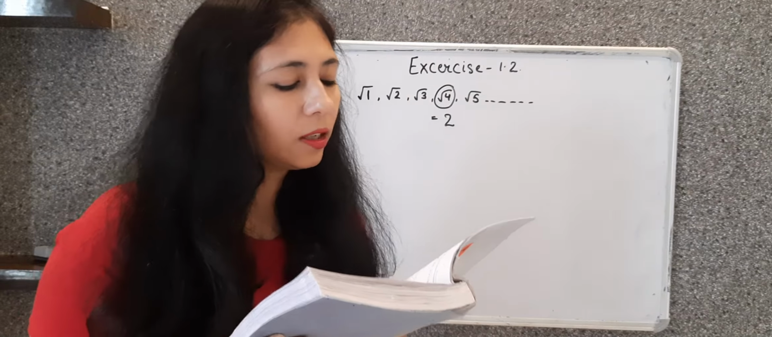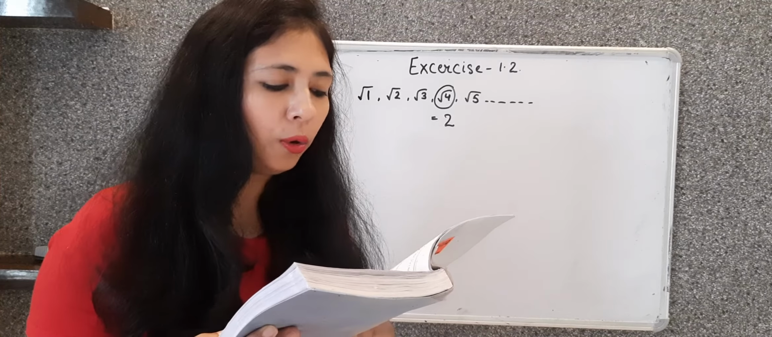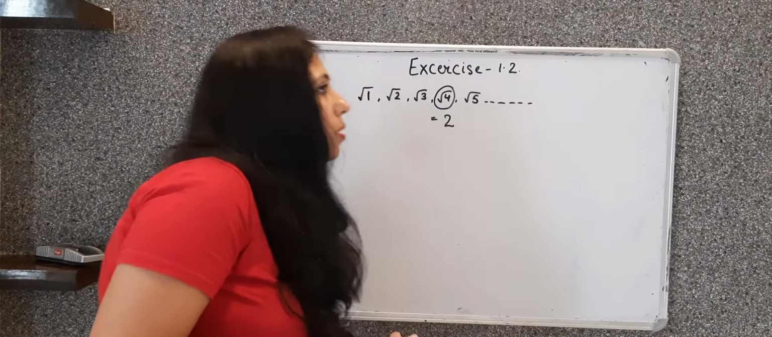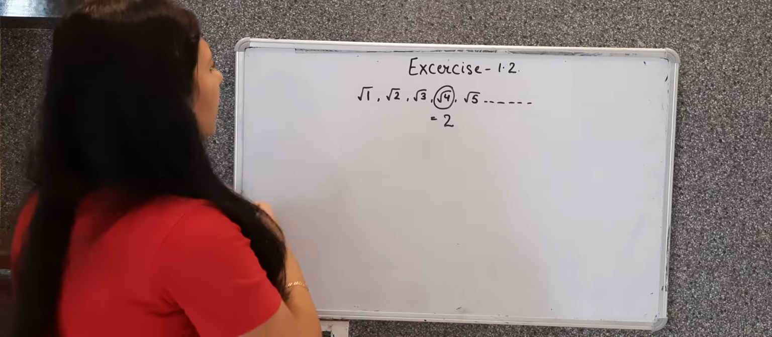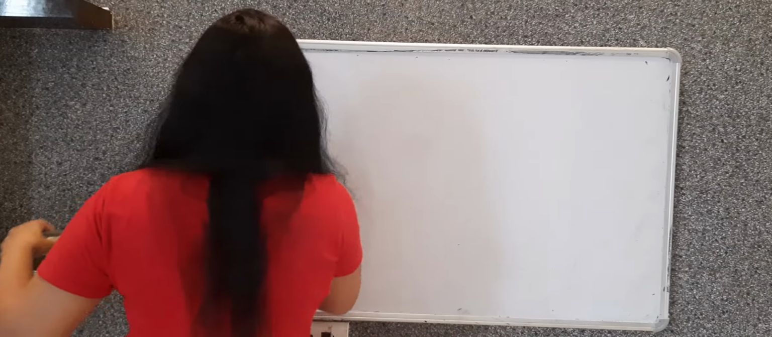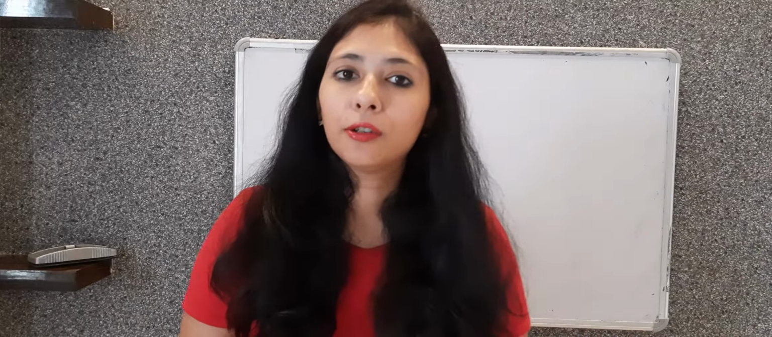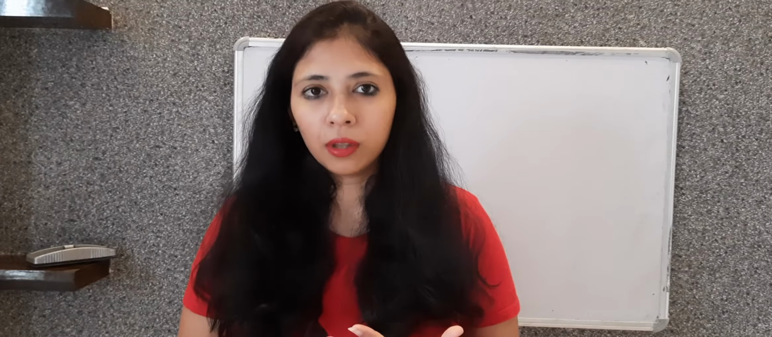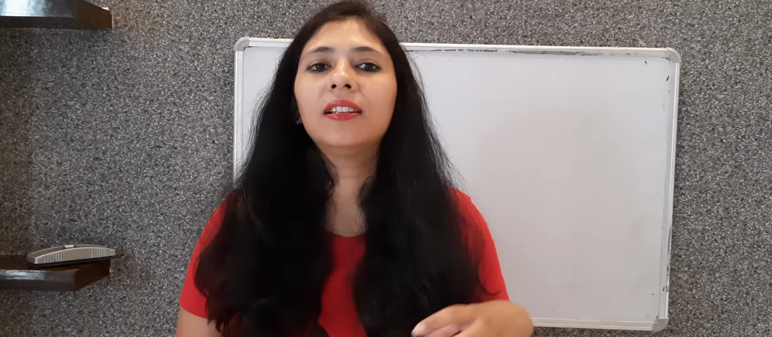Next, question number 3: show how root 5 can be expressed on a number line. Now we need to learn how to express irrational numbers on a number line. First of all, I'll explain the representation of root 2, root 3 and root 5 on the number line, because these three are very important representations. I'll explain it to you on the board, and after that, with the help of a compass, I'll explain it on the notebook.